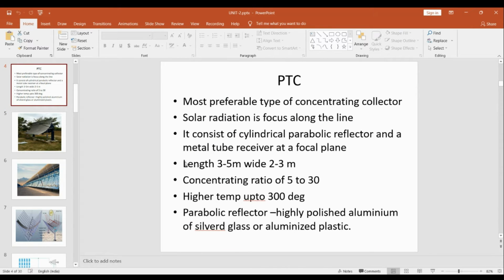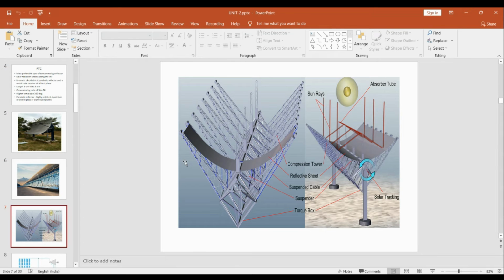Okay. So the parabolic trough collector is the most preferable concentrating collector, because, as I told you, it will never let any radiation leave its receiver. This schematic diagram shows that it will never let any radiation leave the receiver.